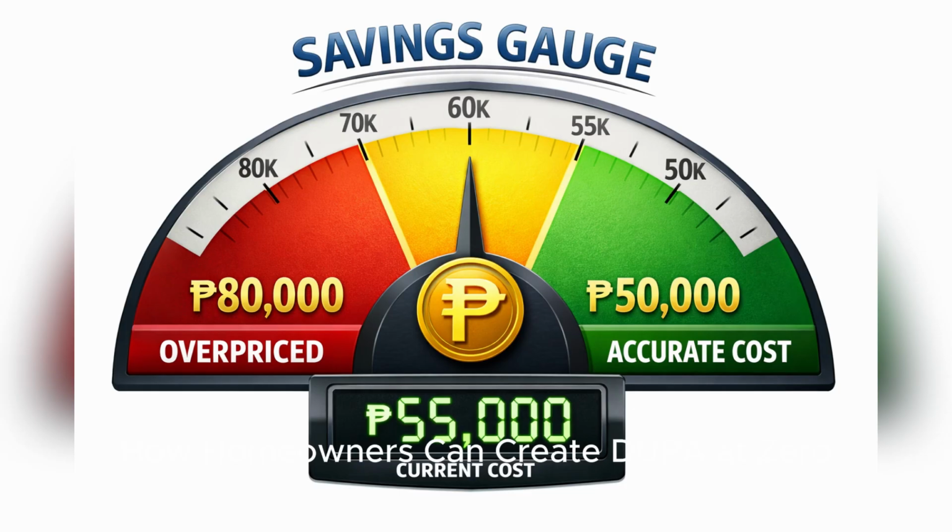How homeowners can create DUPA at 0 pesos. You don't need paid software to compute DUPA. With a simple spreadsheet, you can list materials, labor, and equipment, then multiply quantities by current market prices. By adding OCM and profit, you can generate your own unit cost. Many DPWH DUPA samples online serve as templates. With practice, even non-engineers can compute unit prices for basic construction tasks.